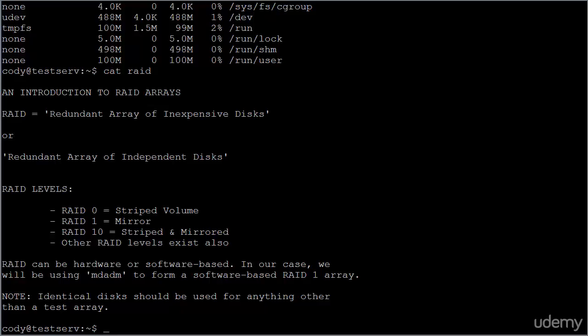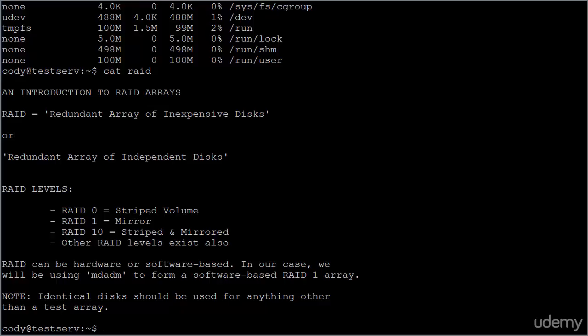Also, you should, in a real-world setting where you have important data, be using identical disks, both in size as well as manufacturer and model, if at all possible, because slight differences between disks, including the number of heads and cylinders and things like that, can create problems. So it's always good to go with the same manufacturer, the same model, and the same size when you're forming a RAID 1 array. I think that's about enough theory.